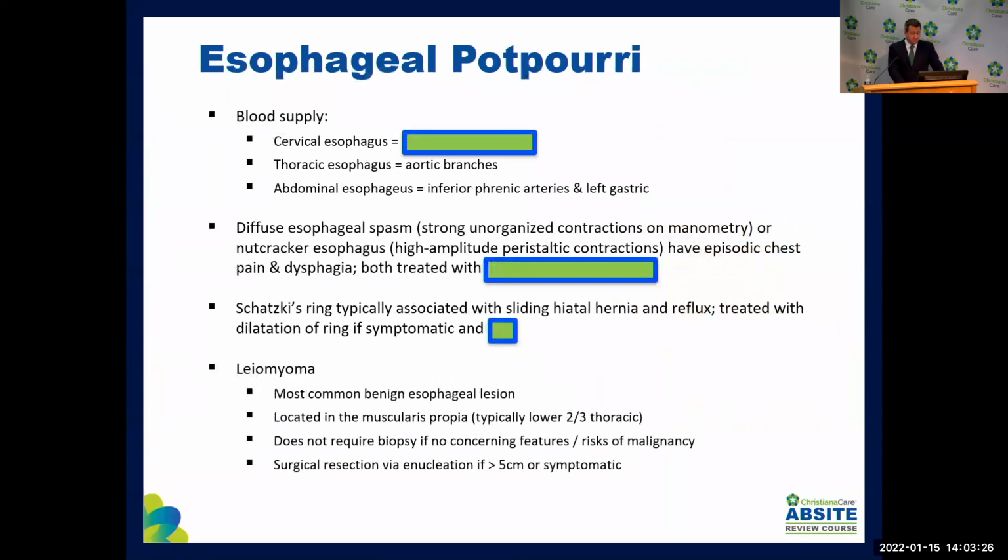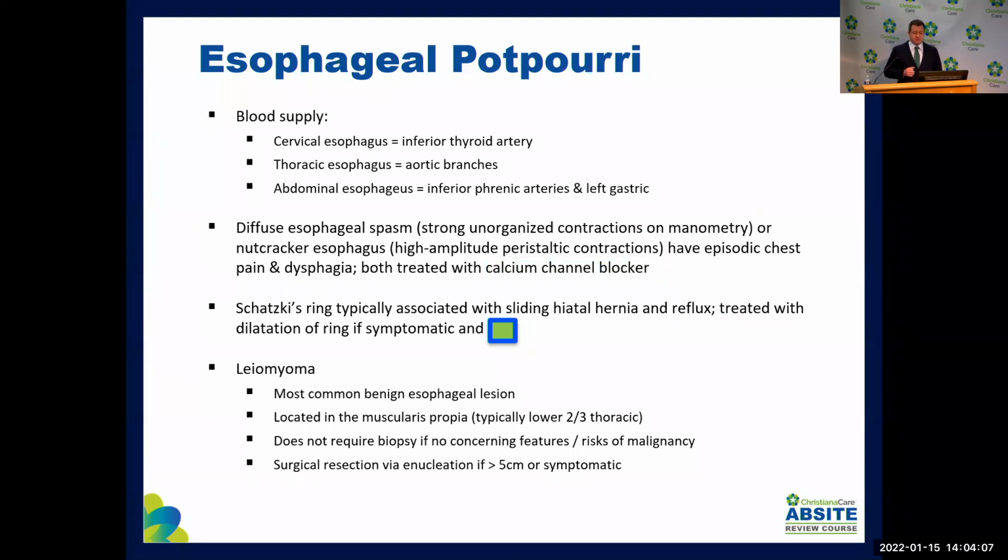For esophageal potpourri, again, let's talk about blood supply. Cervical esophagus, inferior thyroid, right? Always inferior thyroid. Thoracic esophagus is going to come from your aortic branches, and the abdominal esophagus from your inferior phrenic artery and left gastric. I have seen the inferior phrenic artery be asked before. Diffuse esophageal spasm is a strong, unorganized contraction on manometry, while nutcracker esophagus is going to be really high amplitude peristaltic contractions. Those are a little bit shorter in length or episode compared to diffuse esophageal spasm. But either way, they're both treated with calcium channel blockers.